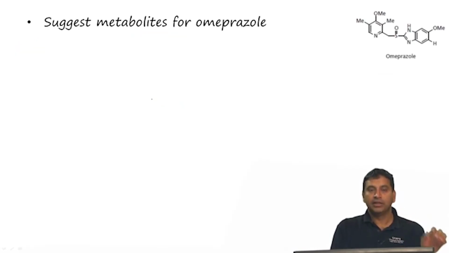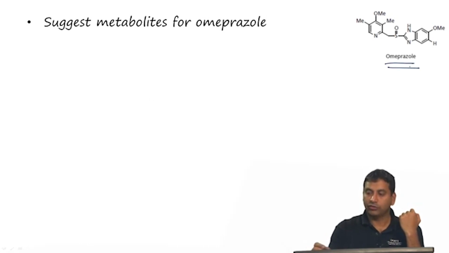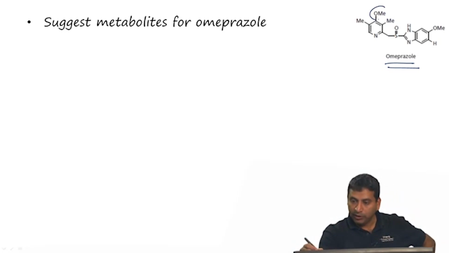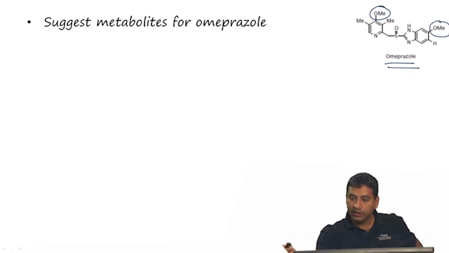The next question is, suggest metabolites for omeprazole. Okay. So, omeprazole has the following structure as shown here, and again we could have a number of things that would happen to this molecule. Now let us look at this in a little bit more detail. What we would expect is that it has an OMe group. So, OMe can undergo demethylation, right, and you have this methyl group here which can undergo oxidation. This methyl group here, which is identical, can also undergo oxidation.